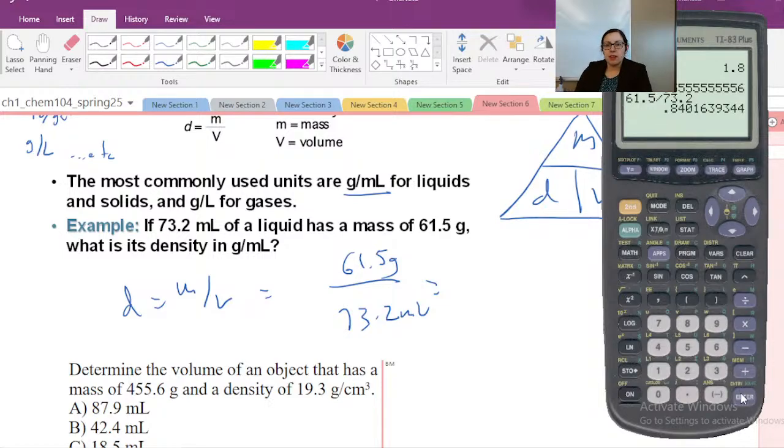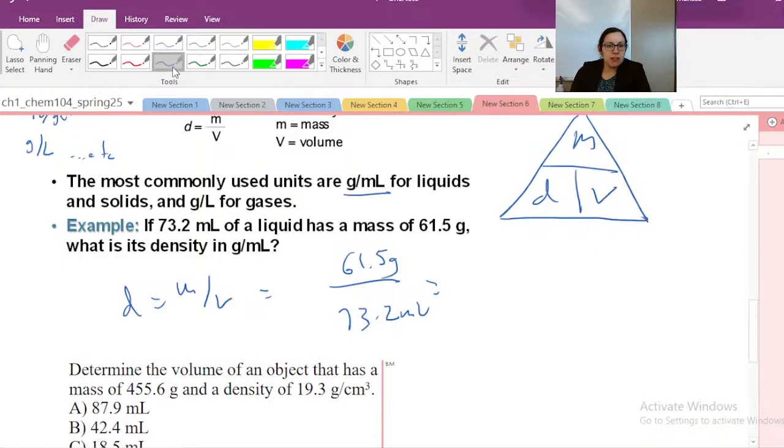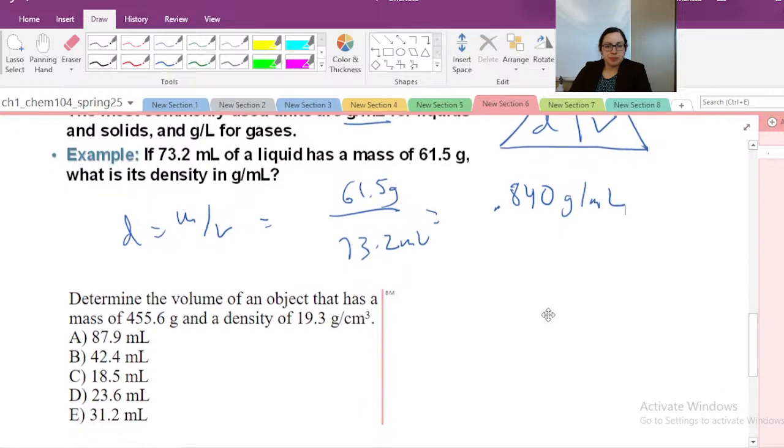And so what do we get for our answer for this first one? 0.84, and then grams per milliliter. I like it. My one tiny criticism of your answer is just give it the 3 sig figs, right? So 0.840 grams per milliliter. We have 3 sig figs in our problem. Again, multiplication, division, just limited by our least. They're both 3, so 3 sig figs there.